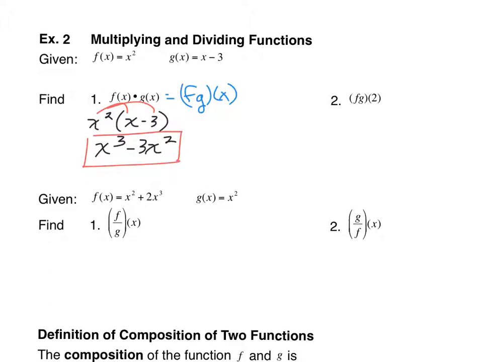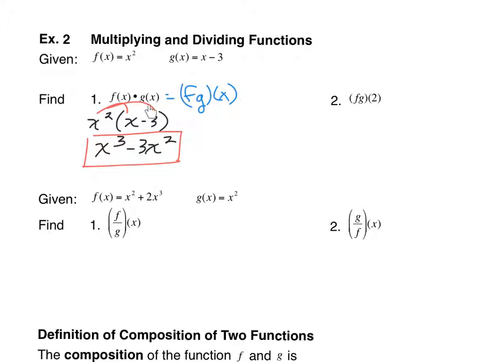It's that easy. All right, so then the second one is f times g of 2. Well, this is f times g, so again, theoretically, we could plug the 2 into both of those x's and evaluate. If I substitute it in here, 2 cubed is 8. Substitute it in here, 2 squared is 4, times 3 is 12. So 8 minus 12 is negative 4.